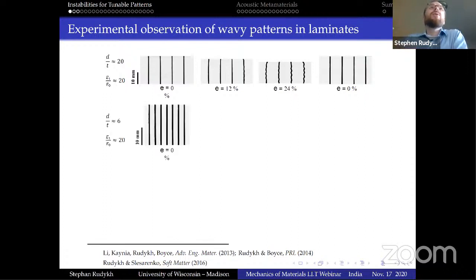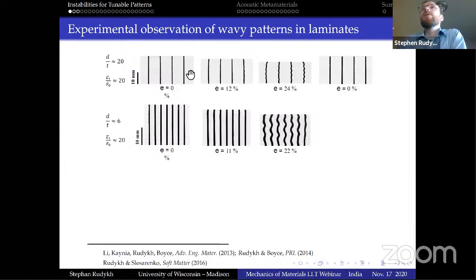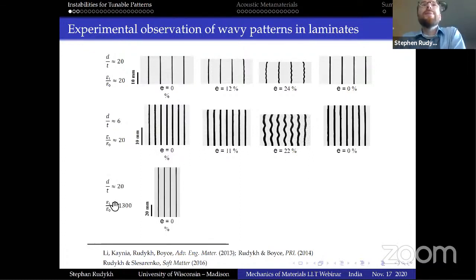Now, I'm quickly going to change the geometrical distribution of this. So now we put these layers closer to each other, effectively increasing the volume fraction of the stiff layers. The ratio D to T here is 6. I keep the same materials in this 3D printed laminate. When we compress it, we can already observe a change in the patterns that we obtain here in the wavelengths.